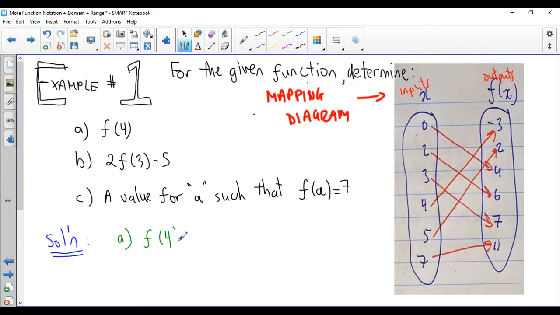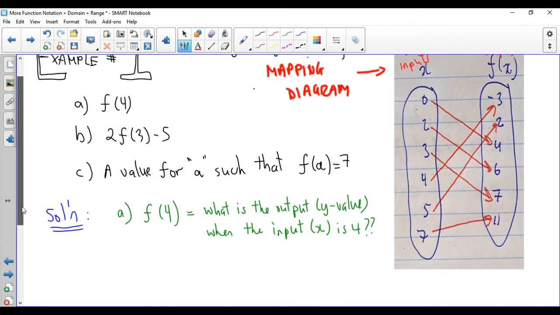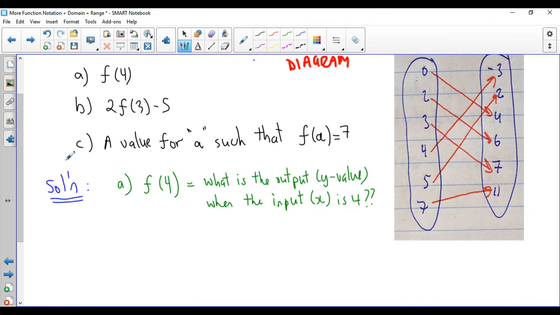So remember what f at 4 means. Well, what this means is, what is the output, remember, y value, when the input, the x, is 4. So again, you have to understand the notation. And if you do, this question is super, super simple.